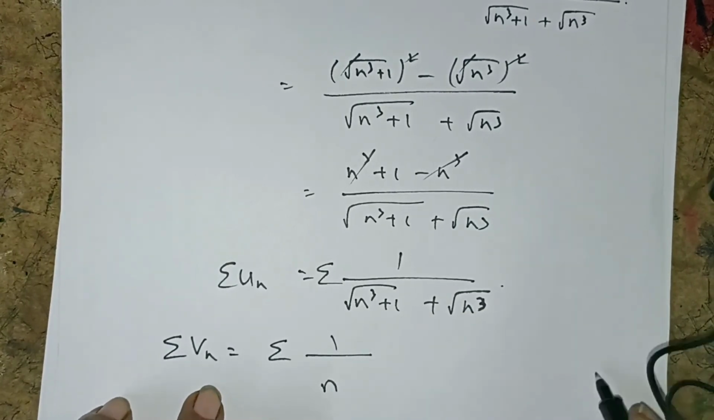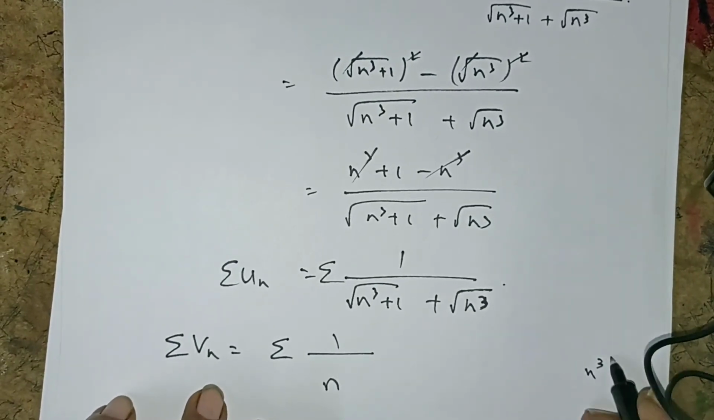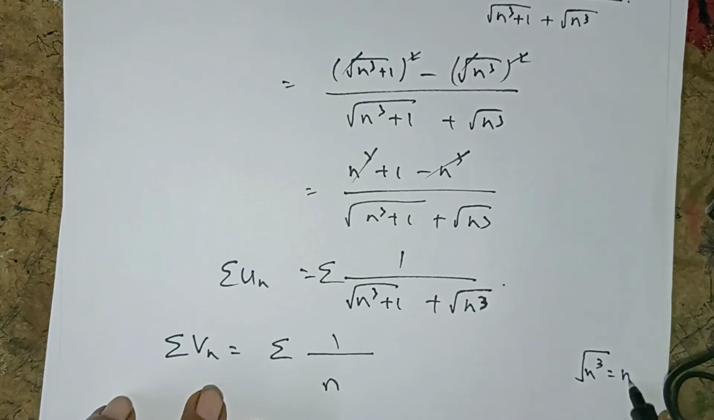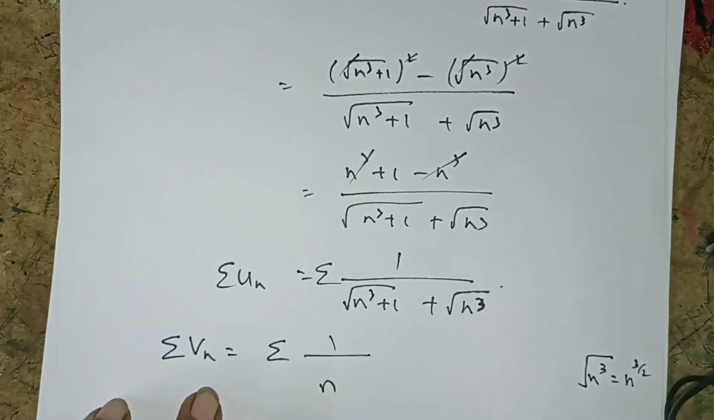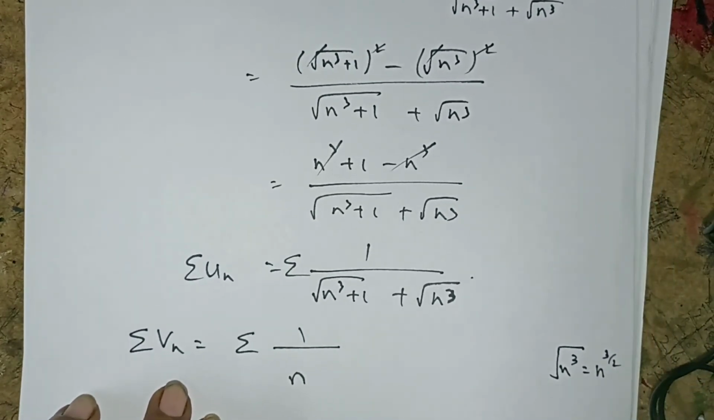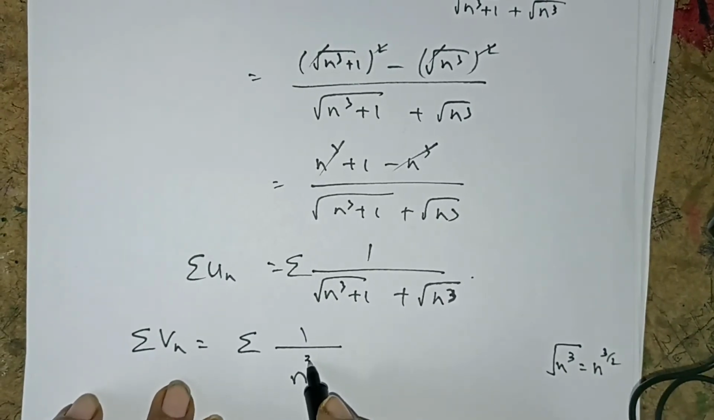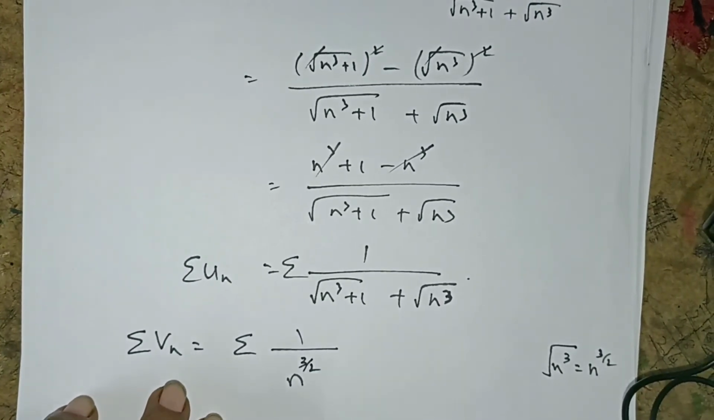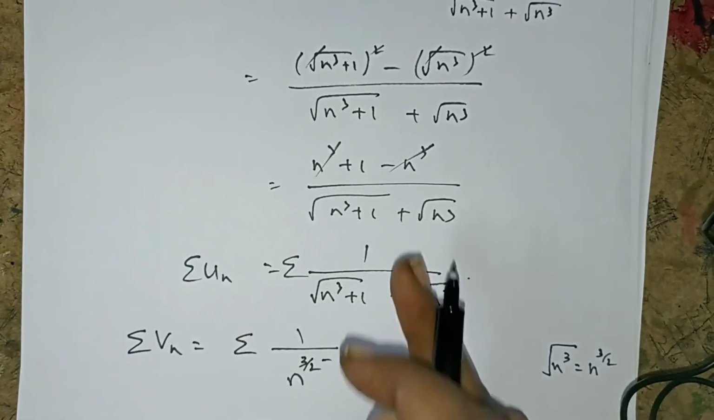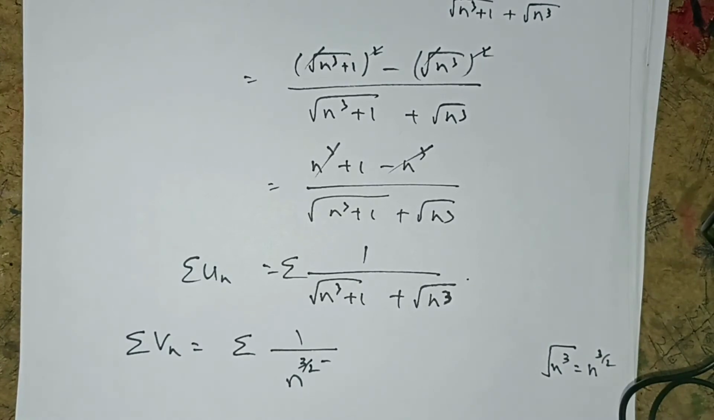Now is there any highest power of n in the numerator? There are no n terms in the numerator. That's why it is 0. So vn is equal to sigma 1 by n to the power of 3 by 2. Now what is our formula? The comparison test formula: limit n tends to infinity un by vn.